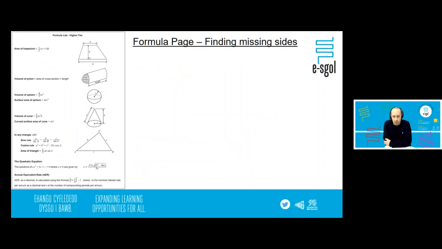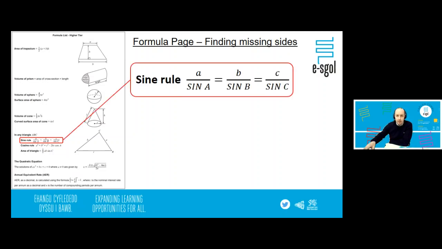A lot of pupils I've taught sometimes ignore this page, but there's lots of useful information on the formula page. In particular, we're looking at the bit that I've just highlighted in red there. The bit that we're looking for is the sine rule, which is a over sine A, b over sine B, and c over sine C. So it looks quite tricky, a lot of information shown in that rule. But what does it refer to?